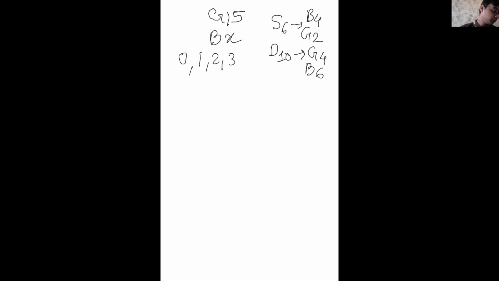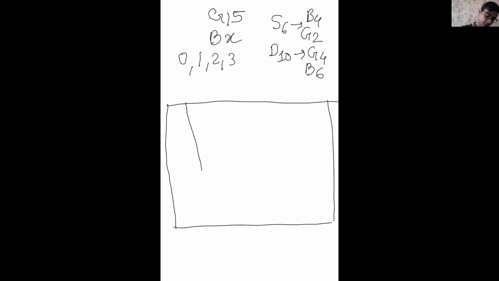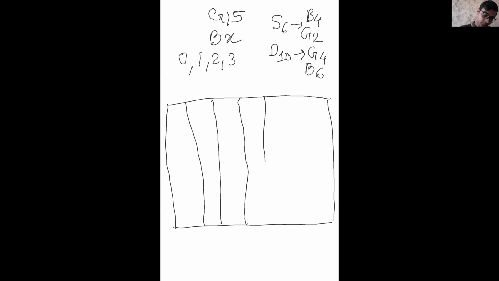Okay, so wait. So there are people who are not interested in attending the event as well. So this is how I would make the table for this. I'll need more columns.